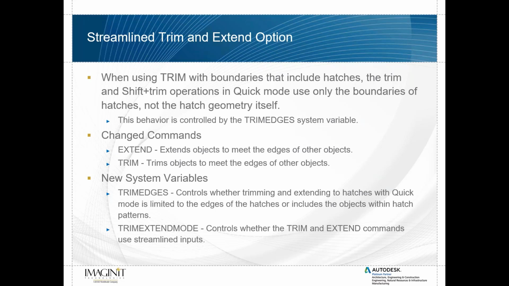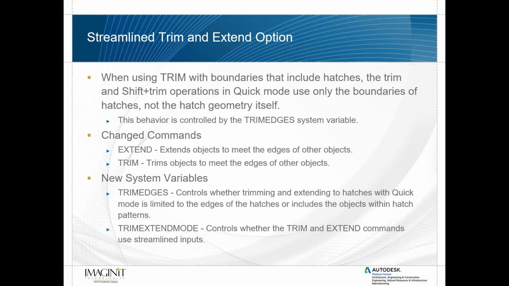So let's get back to this. With the trim and shift trim operations in quick mode, they use only the boundaries of the hatches, not the hatch geometry itself. So this behavior is controlled by the trim edges system variable. If you turn that to 1, it will actually use the lines inside of a hatch pattern.